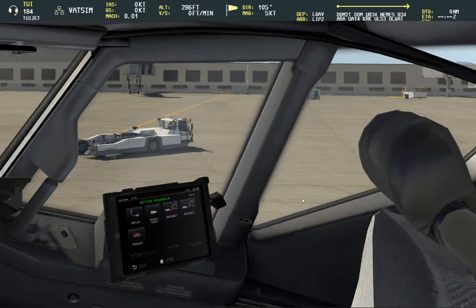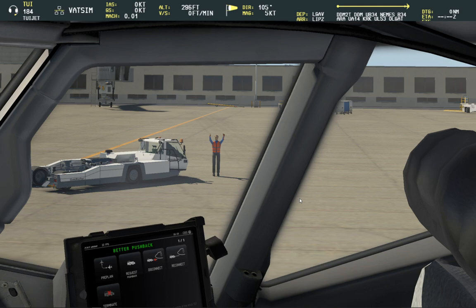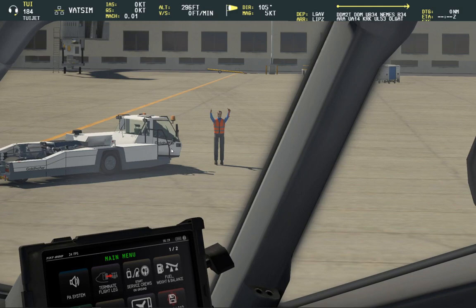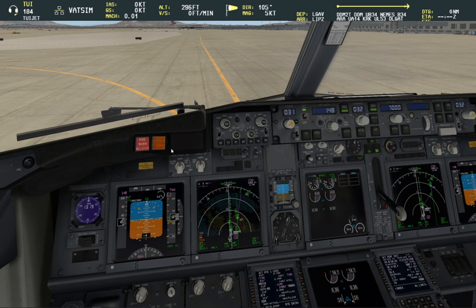Twojet 184, request taxi. Twojet 184, taxi holding point 03 left via Charlie, Hotel and Bravo. Taxi 03 left, Charlie, Hotel, Bravo, Twojet 184.